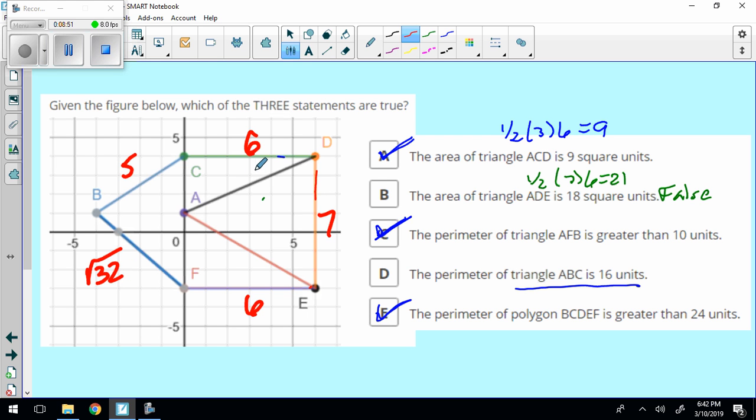So 6 plus 6 is 12. 5 plus 7 is 12. So there's 24 right there. And this bit throws us over to 24. So that is indeed a correct solution.